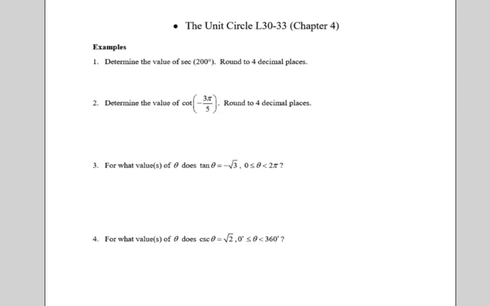All right, so let's do some questions here. It says, determine the value of secant of 200 degrees, round to 4 decimal places. Round to 4 decimal places means we get to just plug it right into our calculator, so this one won't be too bad. So if we write it out here, I'm going to zoom into this, more room here.